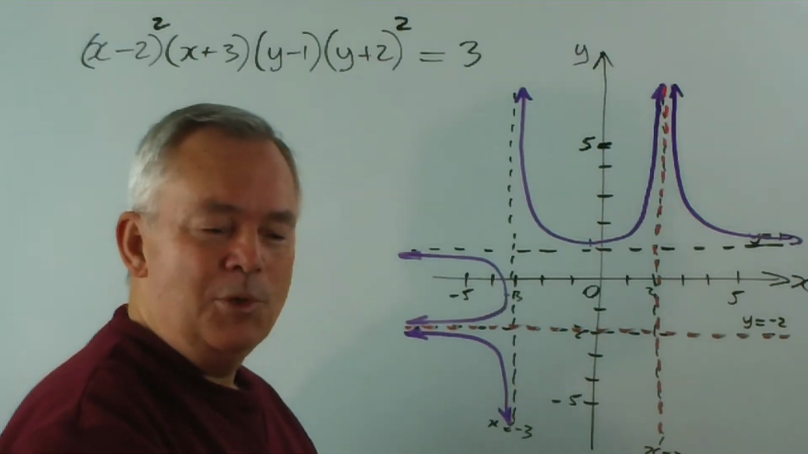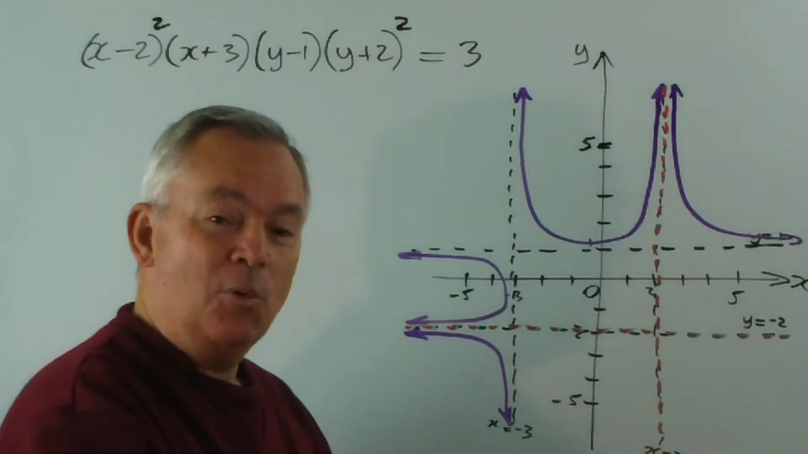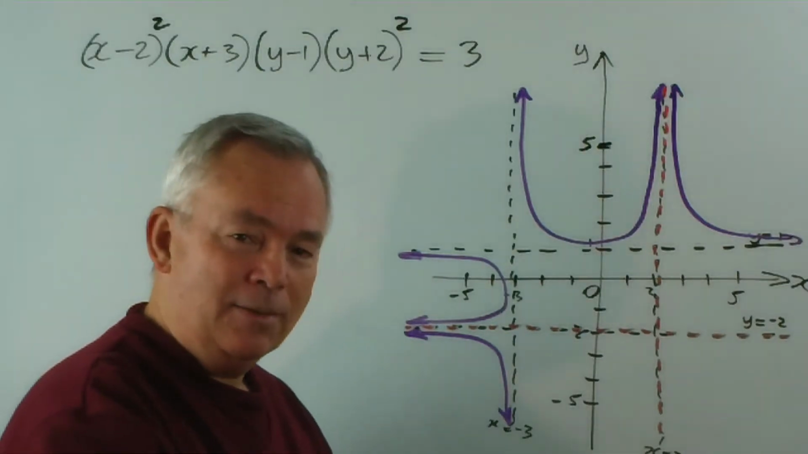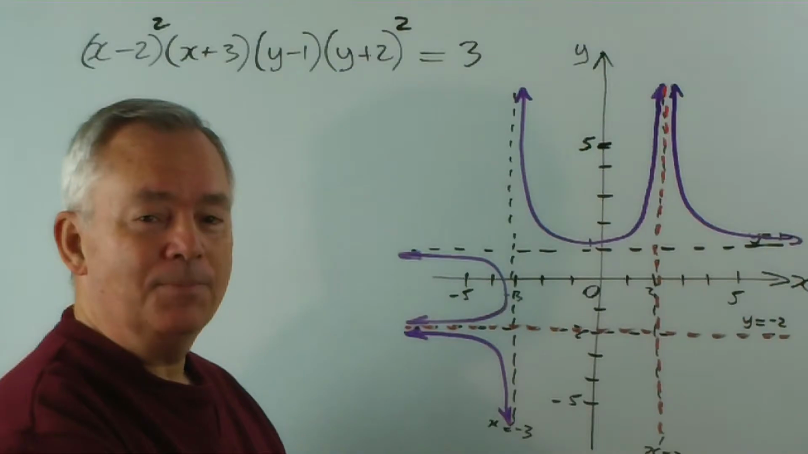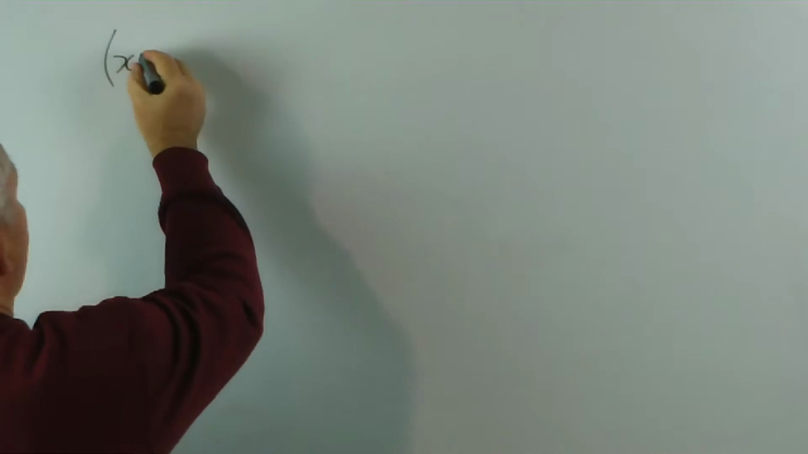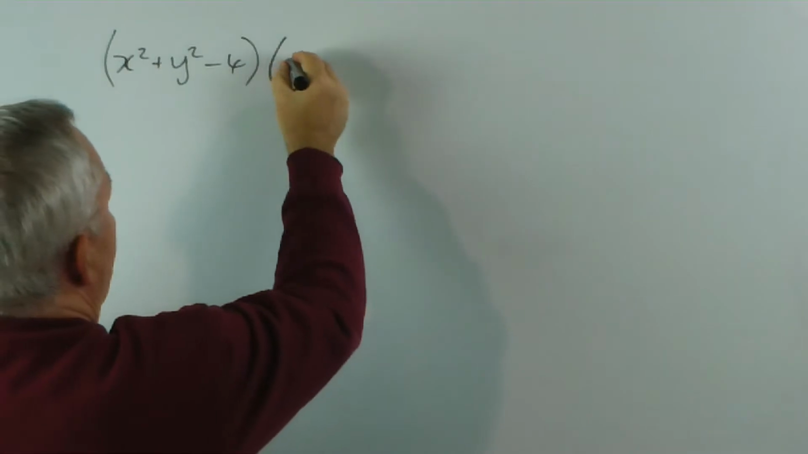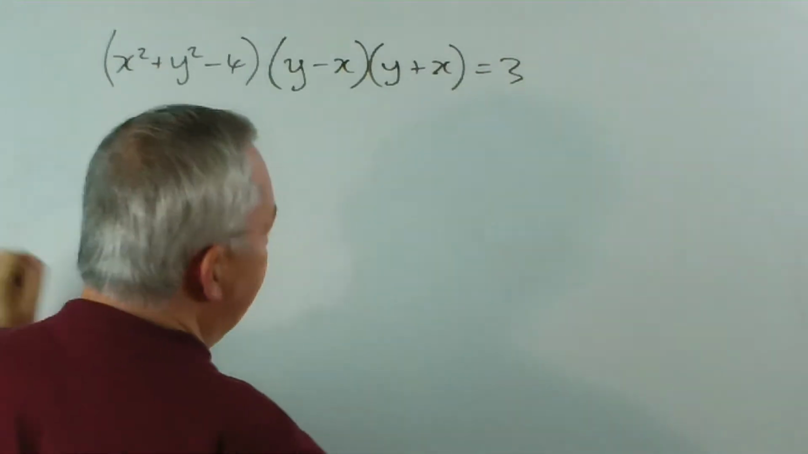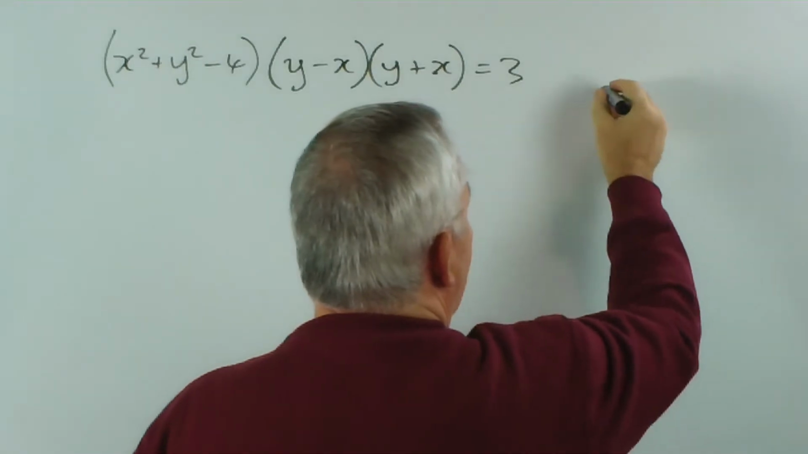Let's do something a bit more challenging and ask, what if we do this to a curvilinear or an oblique asymptote? Let's have a look. First we'll try this one. Let's put our circle down, x squared plus y squared minus 4, and our y minus x, y plus x equals 3, for example.